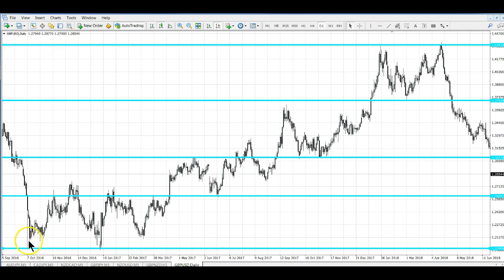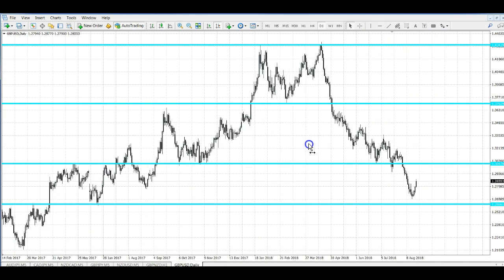We're not going to get into it now, but that's also considered a double bottom, and this appears to be considered a double top. We don't get into candlestick patterns and stuff like that today.